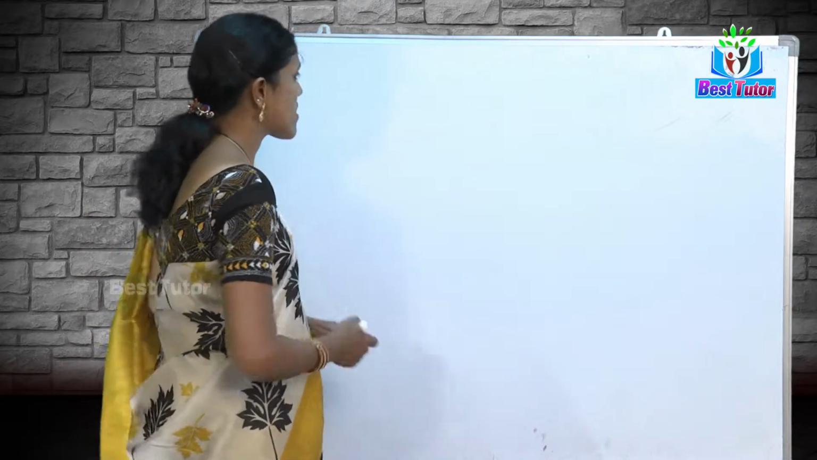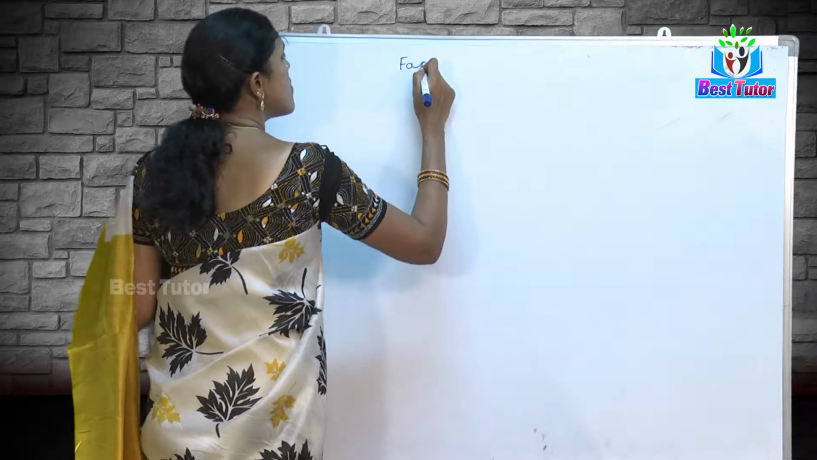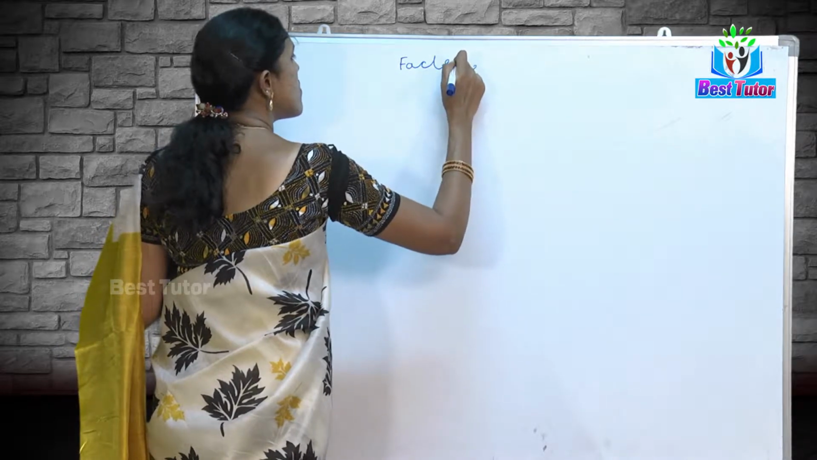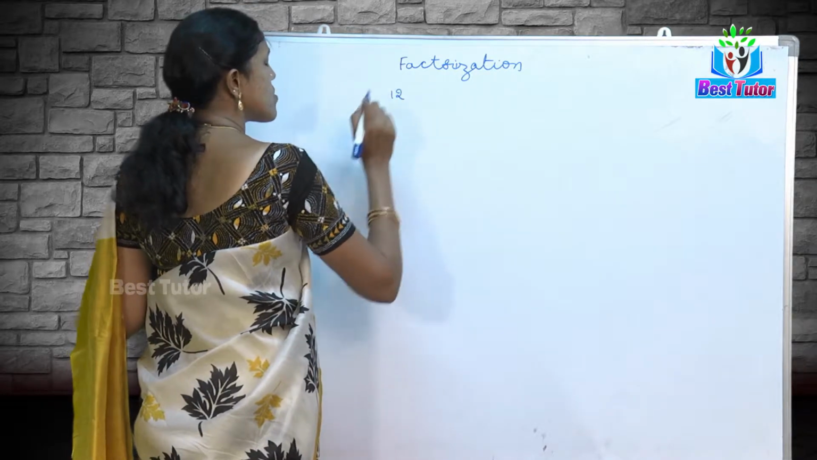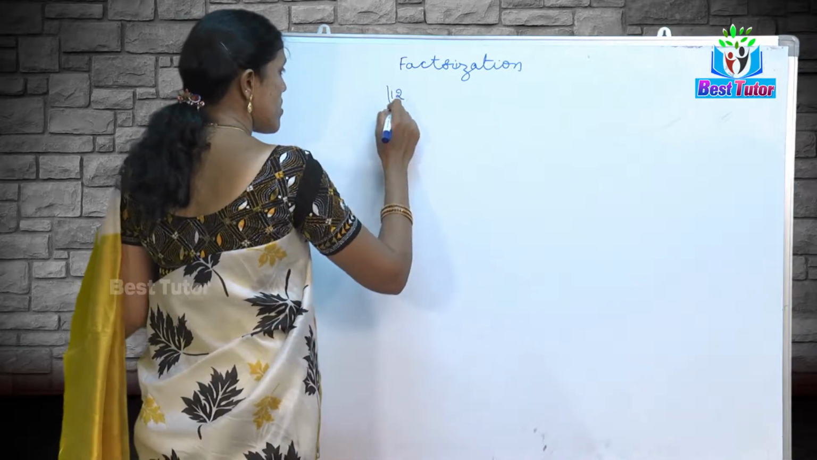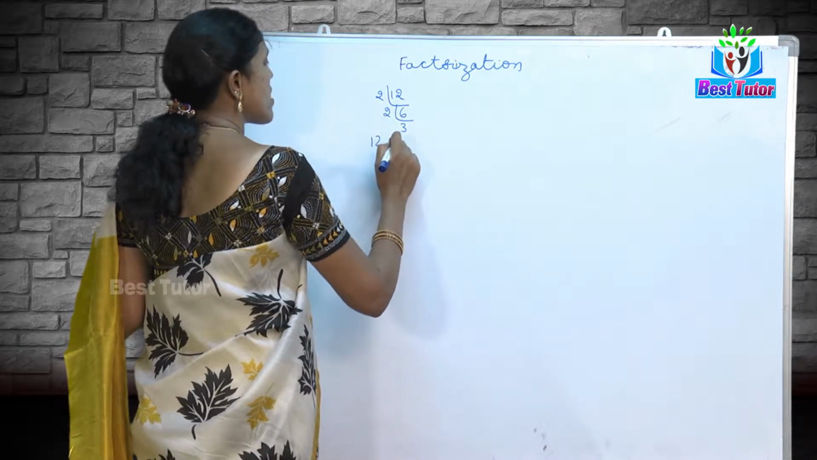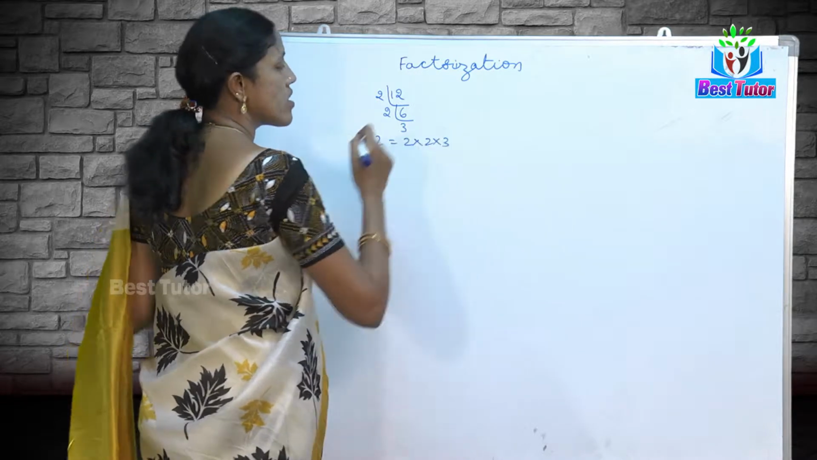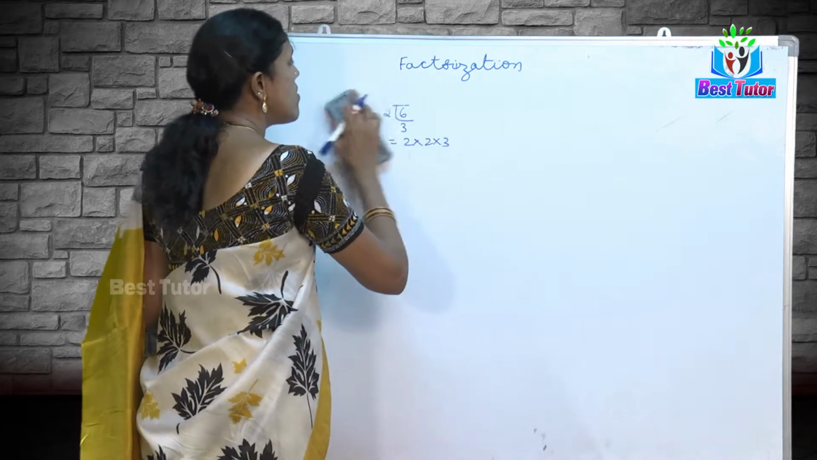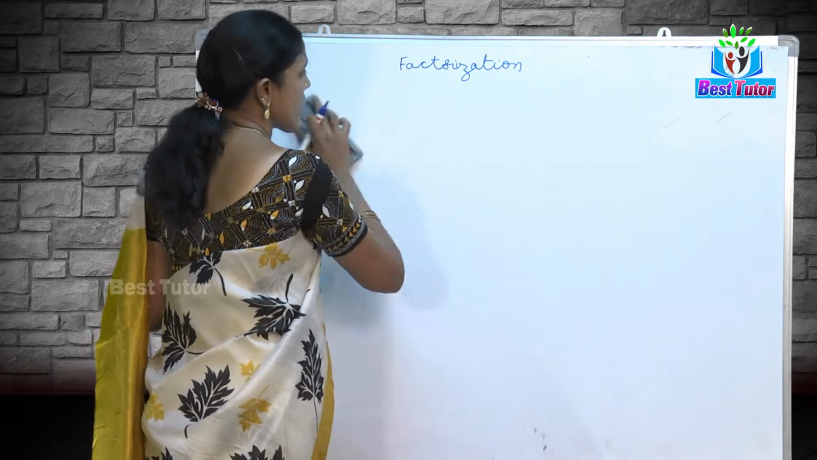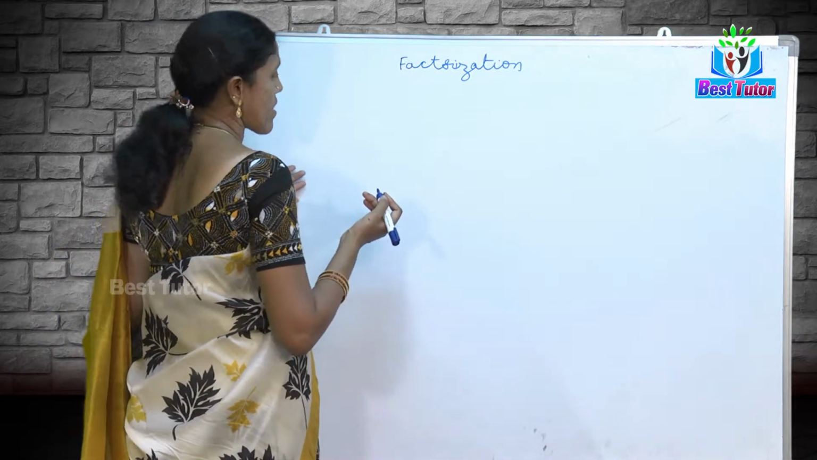What do you mean by factorization? If I have the number 12 and I have to factorize it, there is a procedure called prime factorization. So 12 can be written as 2 into 2 into 3. This is the procedure of factorizing the given number. Now if we have an algebraic term or an expression, how do we factorize it? We have different procedures for factorization.